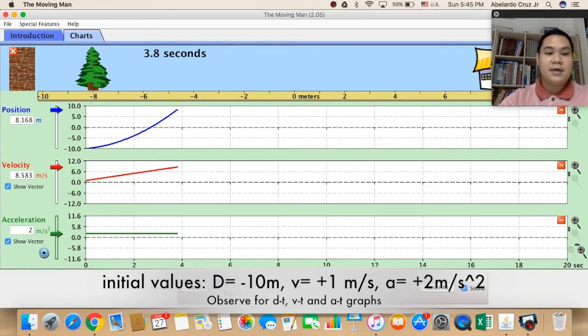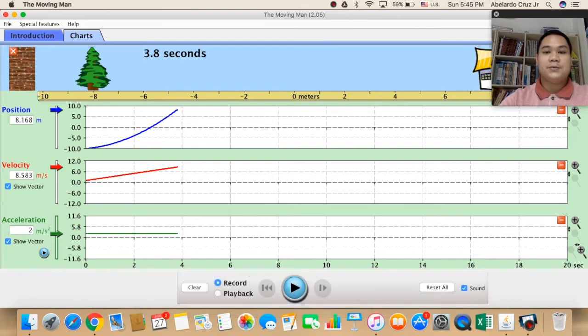So in summary, in a position time graph, once it is speeding up, it has a positive curve. In a velocity time graph, it has a positive slope. And in an acceleration time graph, it is still flat, but positioned at a positive y value.